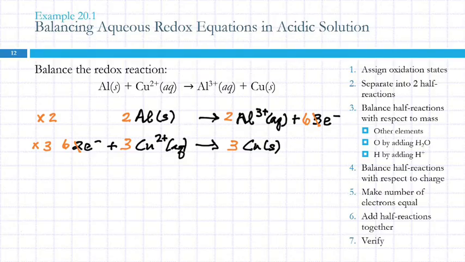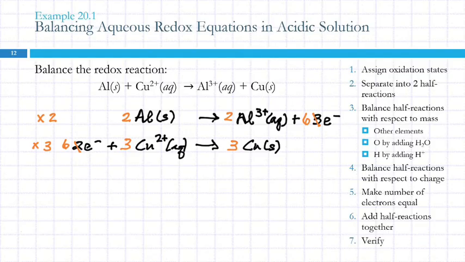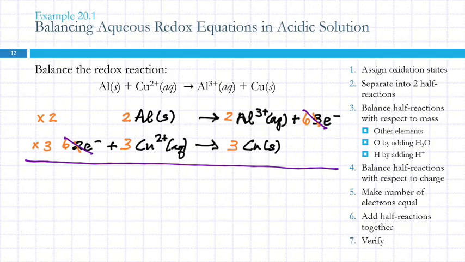Now we can add them together. So we're going to add these together. This one releases 6 electrons. This one uses 6 electrons. Those disappear. They don't show up in the overall reaction. That's always going to happen because we set it up that way. Why did we set it up that way? It's because that's how it actually happens.